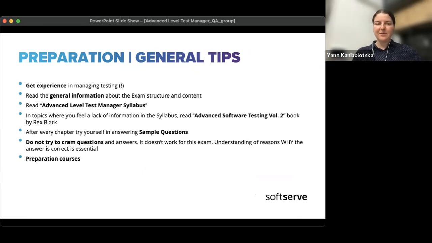About preparation, the most interesting part probably. What I'm sharing is definitely only my experience, what worked for me. Maybe different things will work better for you, who knows. But what worked well for me? First of all, getting experience in managing testing. Definitely, because even without any preparation, if you have experience in managing testing, you can pass at least half of this exam, because these scenario-based questions are possible to answer based on common sense.